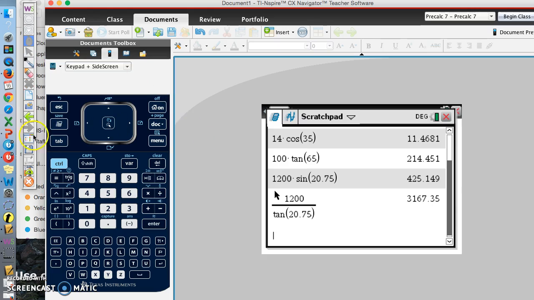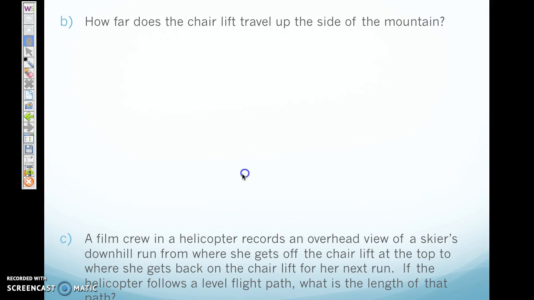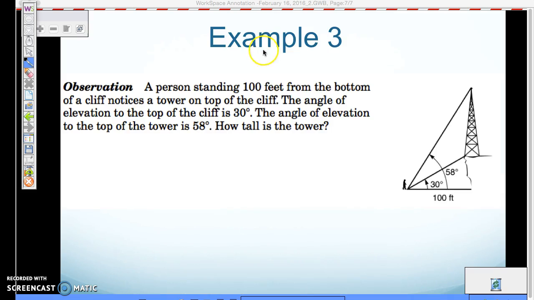So the next thing we're going to talk about here, well, we have one more problem here. A person standing 100 feet from the base of the cliff. The angle of elevation to the top of the cliff is 30, to the top of the tower is 58. How tall is the tower?